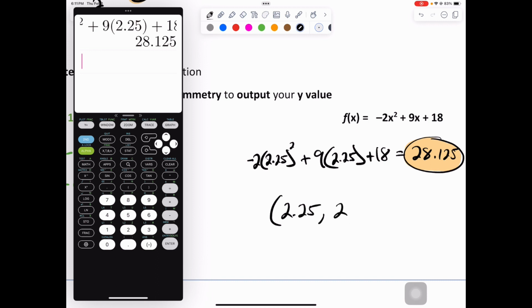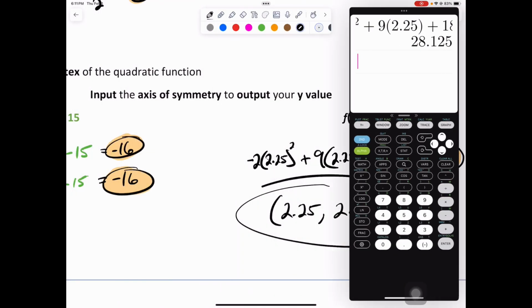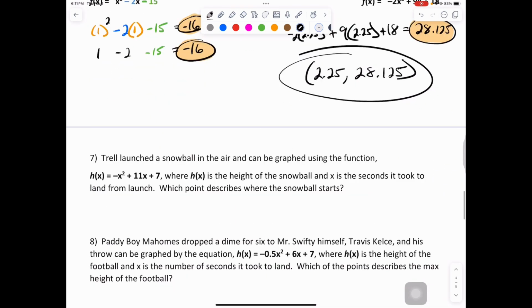2.25, comma, 28.125. Close it and circle it. That's taking the long way home. All right, let's get rid of our calculator for now. Let's move forward to number 7.